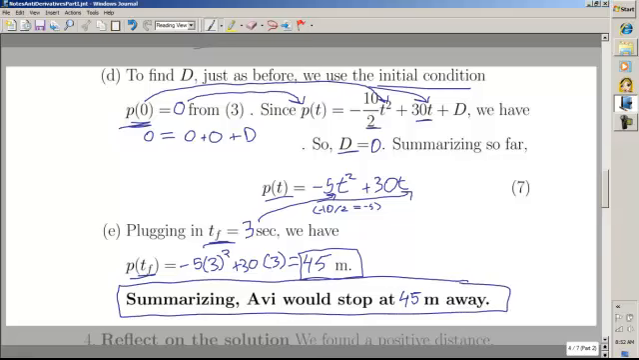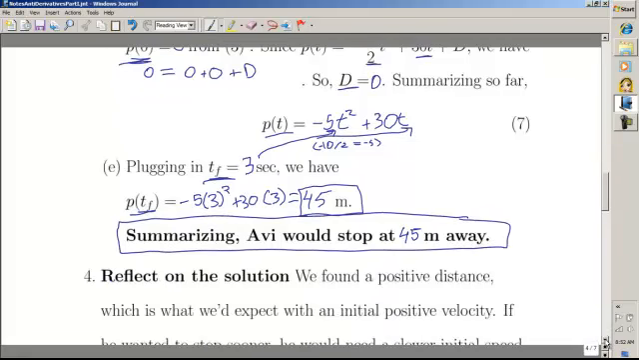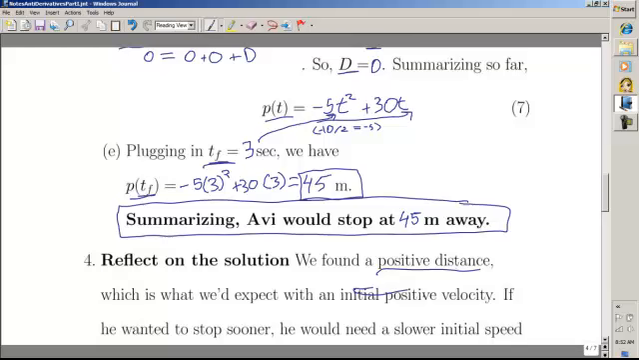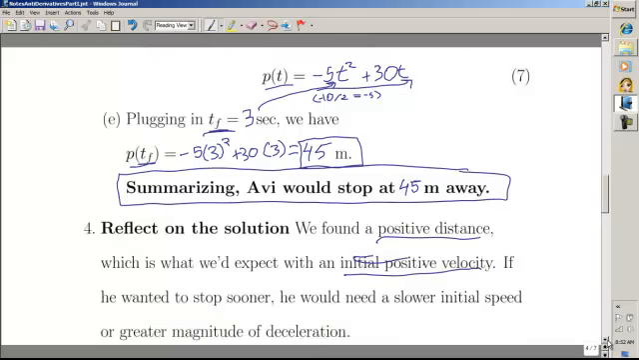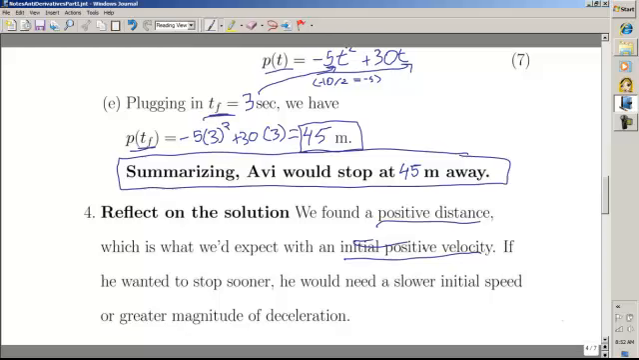So summarizing, Avi would stop at 45 meters away after 3 seconds. Now, just a second to reflect here on our solution. We found a positive distance, and that's what we'd expect with an initial positive velocity. Now if he had wanted to stop sooner, what would have needed to happen? He'd need a slower initial speed, or he would need a greater magnitude of deceleration, one of the two.